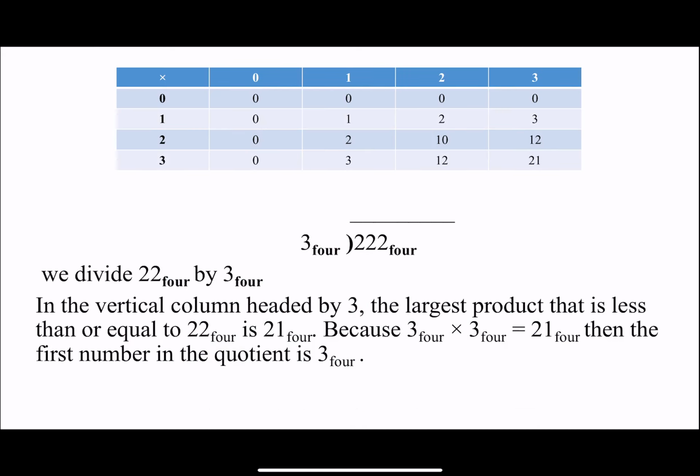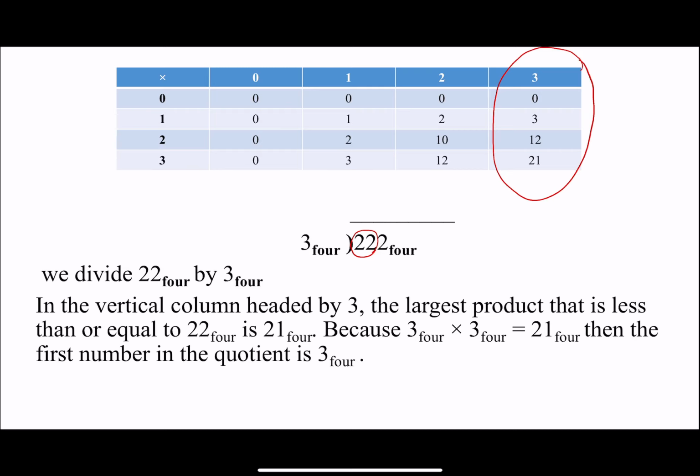First of all, I go from left to right. 2 is smaller than 3, so I choose 2, 2. Your number, 2, 2, 2 base 4, is divided by 3 base 4. In the multiplication table, you only focus on the column of 3, because your number is divided by 3 base 4.